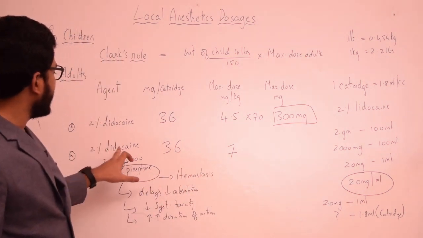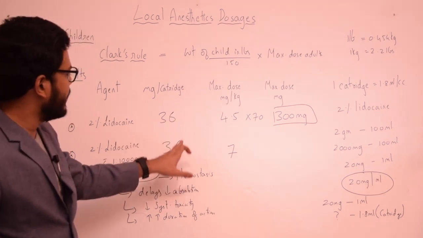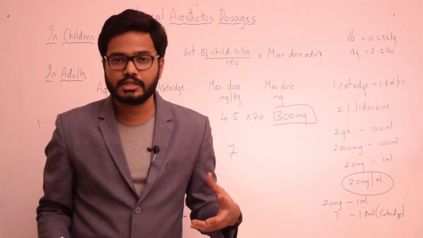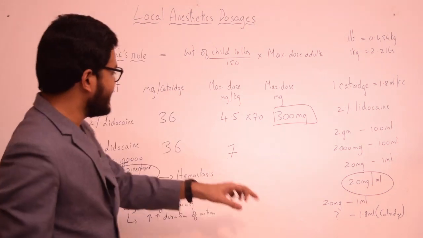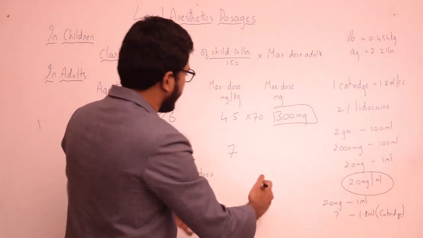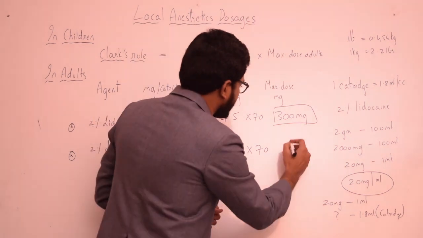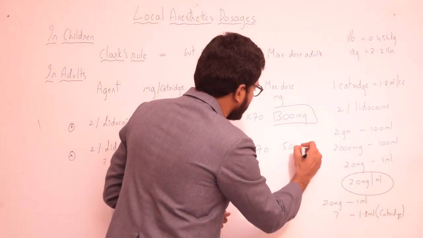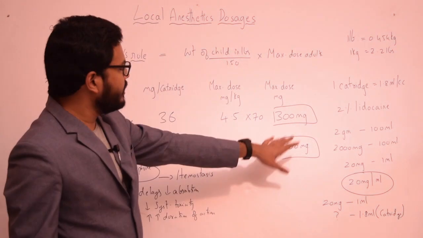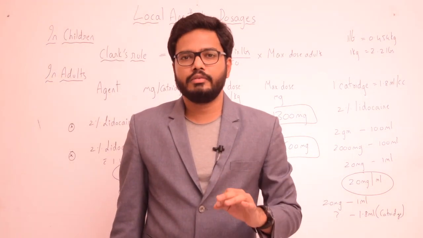So 2% lignocaine with 1:1 lakh epinephrine contains 36 milligrams of lignocaine per cartridge, and the maximum dose of lignocaine that can be administered to a patient when given along with epinephrine is 7. In the previous case it was only 4.5, and in case of a normal adult weighing 70 kgs or 150 lbs, it's approximately 500 milligrams, right? Hope it's clear.